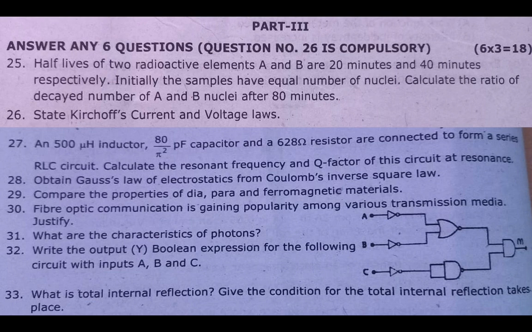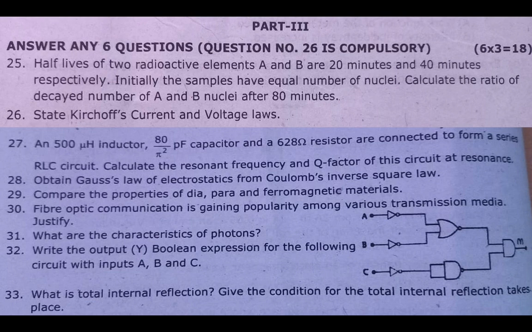Half-lives of two radioactive elements A and B are 20 minutes and 40 minutes respectively. Initially, the samples have equal number of nuclei. Calculate the ratio of decayed number of A and B nuclei after 80 minutes. And question number 26. It is a compulsory question. State Kirchhoff's current and voltage law.